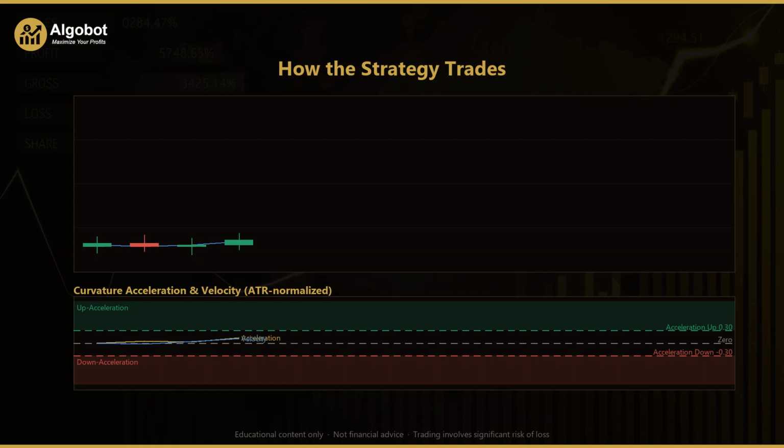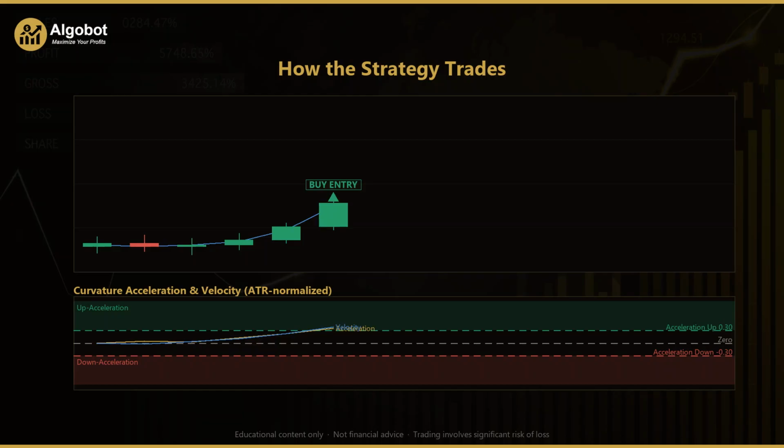Watch the opening candles. Price is drifting sideways in a narrow range. Notice the gold acceleration line sitting close to zero and well inside the band. There is no meaningful bend here. The parabola is almost a flat line, so the strategy stays patient and waits. This is exactly the kind of chop the design is built to skip, because entering here would mean guessing, and the acceleration reading refuses to confirm anything.